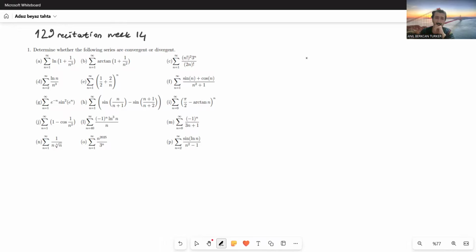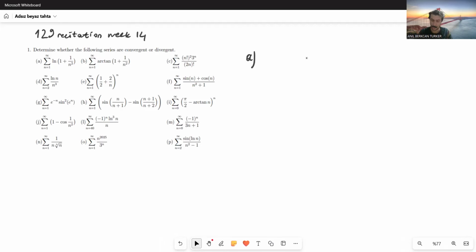Let's start. A. Okay, it says the sum from 1 to infinity of ln(1 + 1/n squared). So you always try the n-term test, whether this general term is going to be zero or not, because if it is not zero, then this series is divergent anyway. Here, when you take the limit as n goes to infinity, this will be 0 and this will be ln 1, which is 0. So we don't get any negative result from the n-term test.